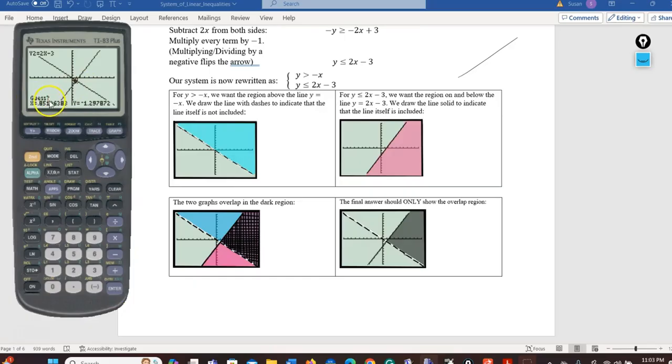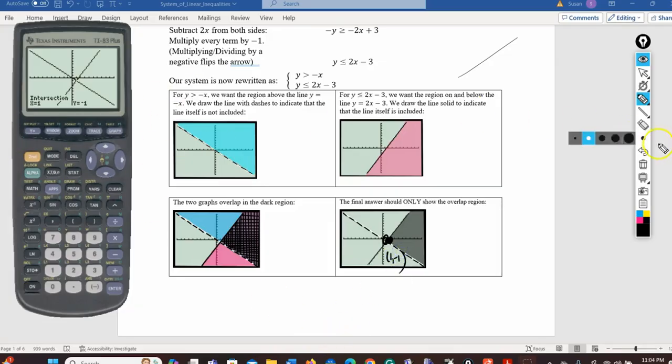Then it says, do you want me to guess what the intersection point is? Yes, I do. Press enter again. And it's told me that the intersection point is the point (1, -1). Okay, so that's a nice way to get it to do it for you.